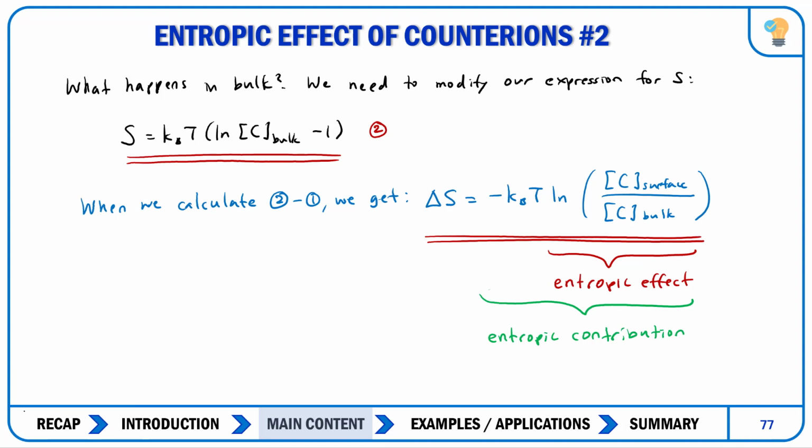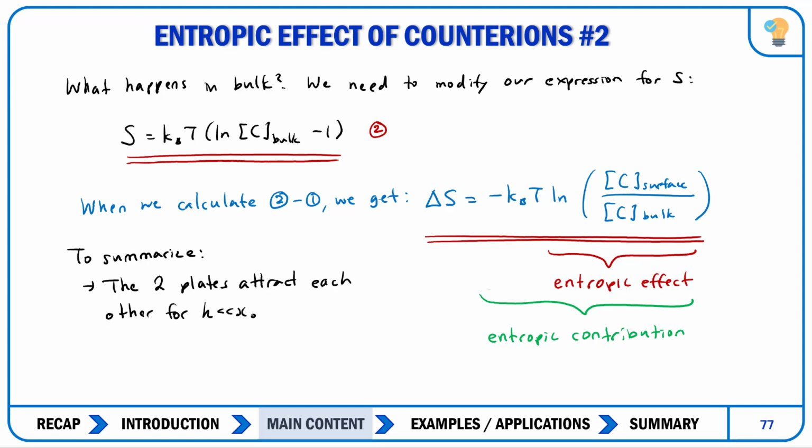So now, to summarize everything, the two plates attract each other for H a lot smaller than x naught. But this attraction is mainly entropic in origin.